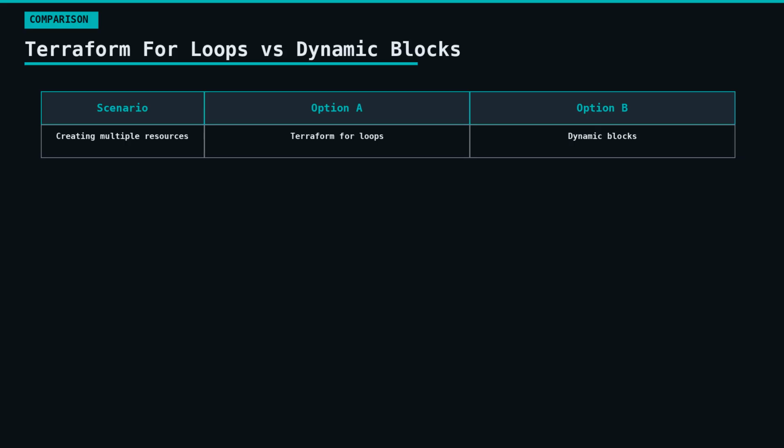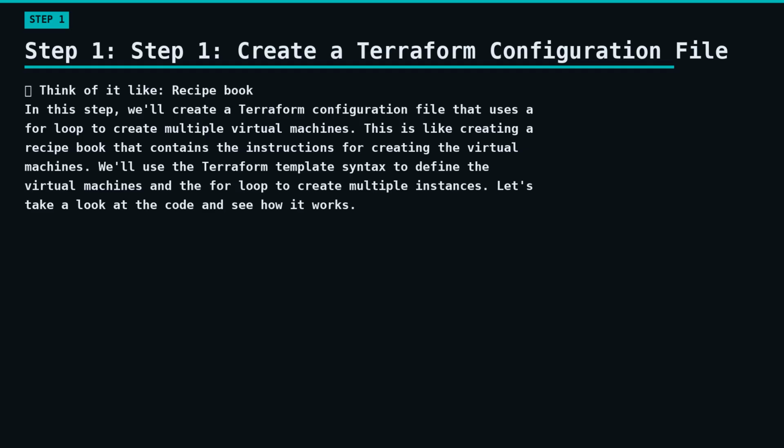In this step, we'll create a Terraform configuration file that uses a for loop to create multiple virtual machines. This is like creating a recipe book that contains the instructions for creating the virtual machines. We'll use the Terraform template syntax to define the virtual machines and the for loop to create multiple instances. Let's take a look at the code and see how it works.